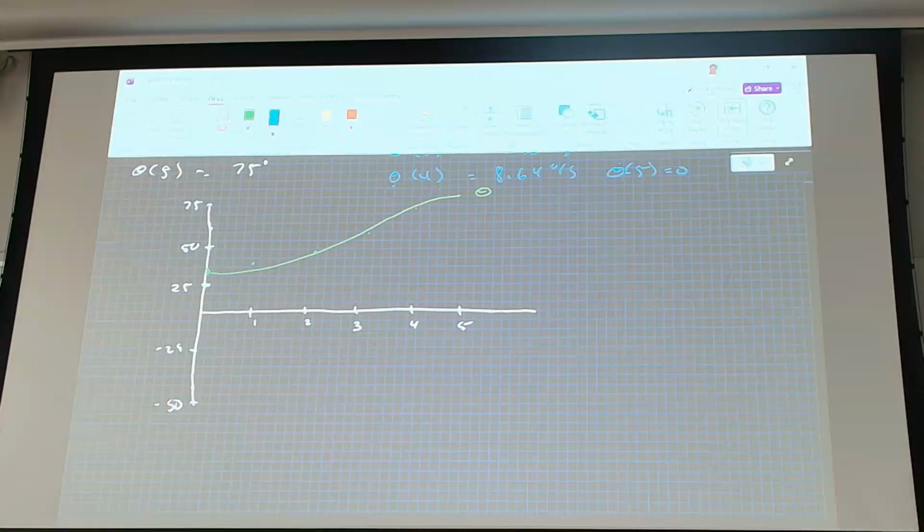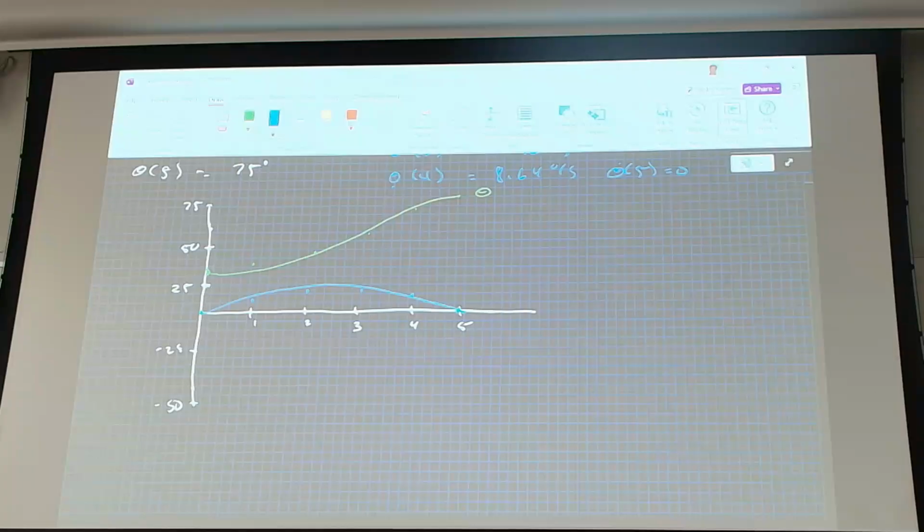We look at the velocity: we're 0 at initial and we're 0 at 5. We're 8.6 at 1, so let's call it a third of the way up. Here and here we are roughly 15, so let's call it here and here. So we can begin to see this parabola looking something like this. This is our theta dot.